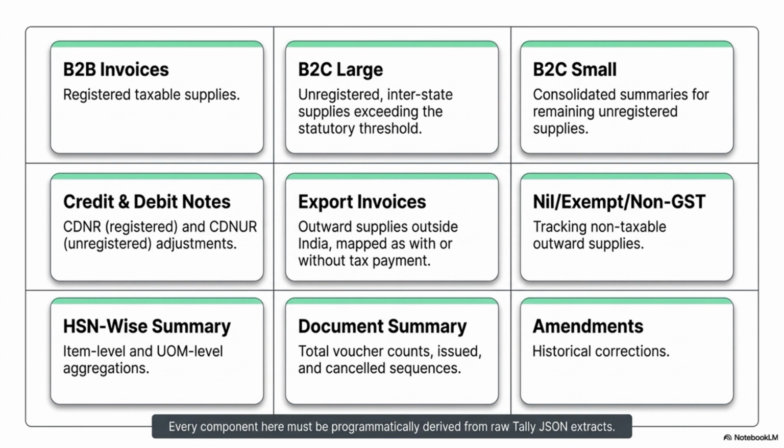If you are only using the standard sales register for your GSTR1, you are missing critical adjustments. Let's look at the legal context here. Section 31 of the GST Act covers invoices, okay, but Section 34 covers credit and debit notes. So the law clearly acknowledges these adjustments exist outside the standard invoice? Exactly. And Section 37 is about furnishing details of outward supplies.